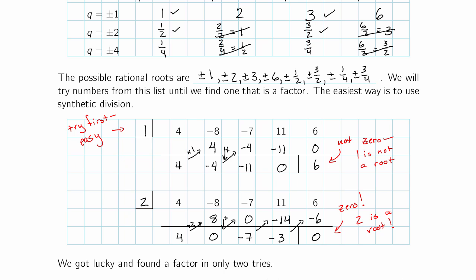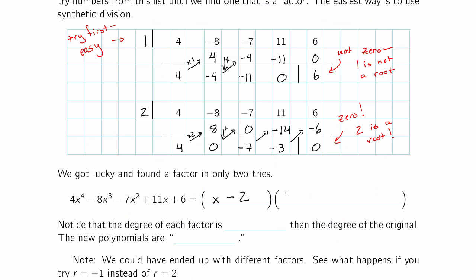The number 2 is a root, which means that x minus 2 is a factor. And then let's see the remaining factor. I had degree 4, go down 1, I have degree 3, and then I have 0x squared minus 7x minus 3. We don't write 0x squared. Even better, the degree of each factor is less than the degree of the original polynomial. Our new polynomials are in some sense smaller. There's just less to do to try to factor them.